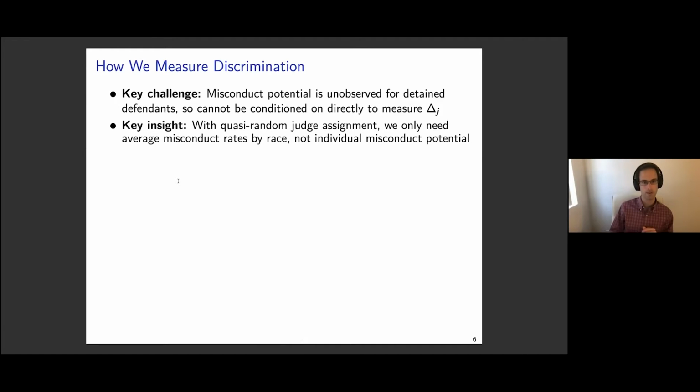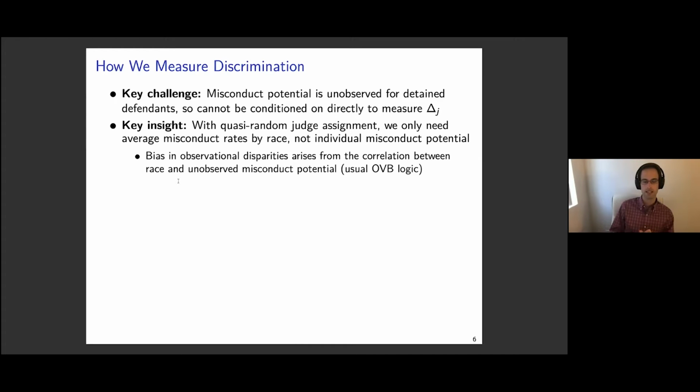The key insight is that with quasi-random assignment, you only need to estimate average misconduct rates. You don't actually need to observe individual misconduct potential. So it's similar to a selection correction type intuition where you don't need the individual level qualification rates, you just need to selection correct the relevant moments.